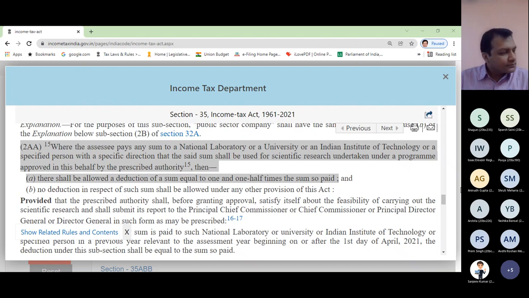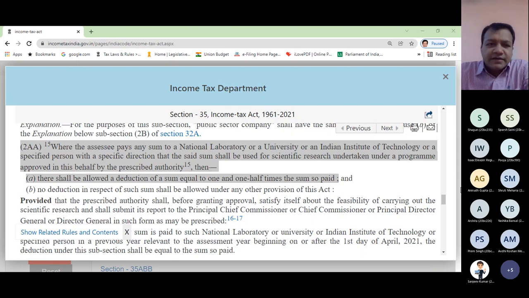Yes, sir. When a person makes any donation or contribution to a national laboratory, university, or IIT for the specific purpose of scientific research, he can claim such an amount. But 1.5 times means 150% of the amount he donated, only if it is approved by the prescribed authority here.